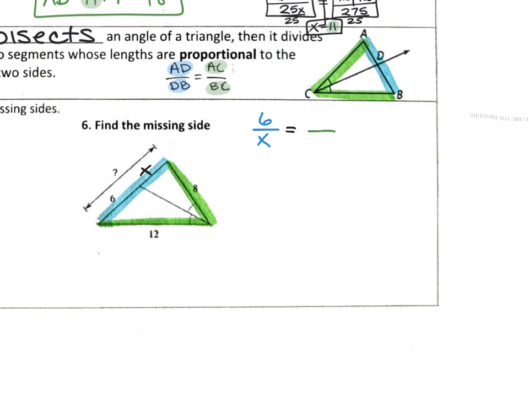We want to keep the sides that touch on the same side, either tops or bottoms. So 6 is on top. What touches 6? 12 goes on top. And then the 8 touches the x, so the 8 is on bottom. We cross multiply and solve. 12 times x is 12x. 6 times 8 is 48.